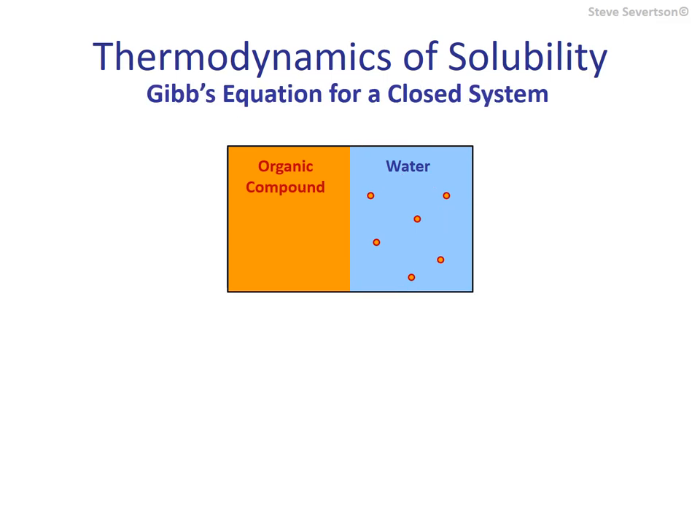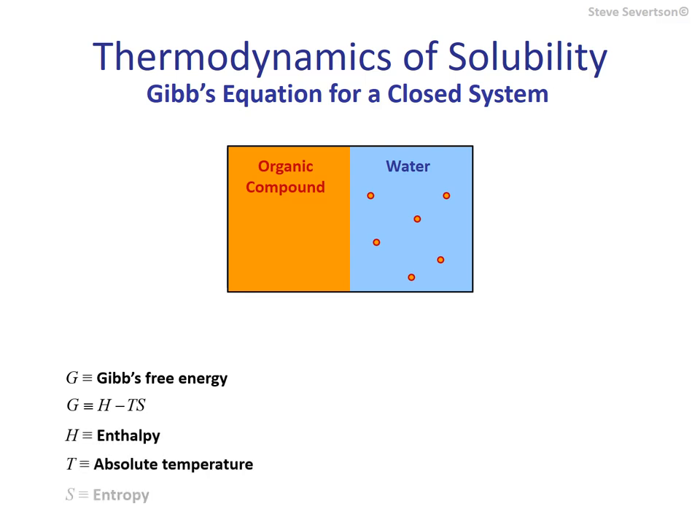A good place to start this discussion on dissolution thermodynamics is with a review of how Gibbs free energy changes for processes occurring in a closed system. The Gibbs free energy is usually denoted with G. As you know from your course on thermodynamics, G is defined as the enthalpy of the system, usually denoted with H, minus absolute temperature T, multiplied by the entropy, denoted with S.